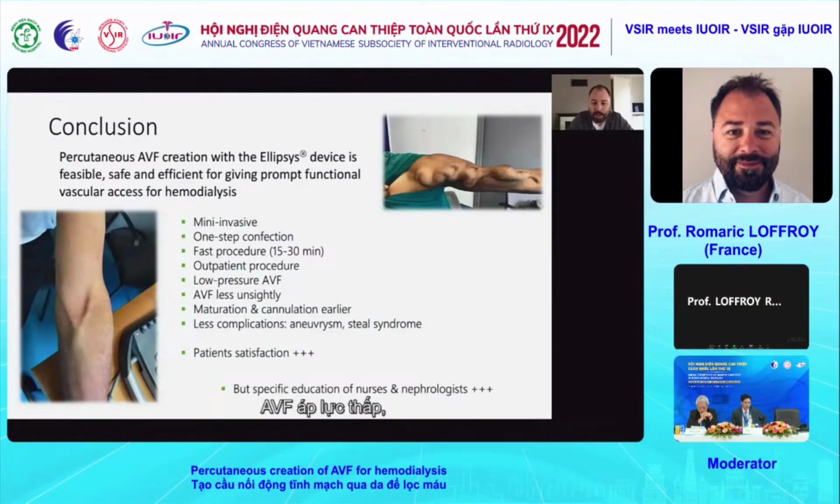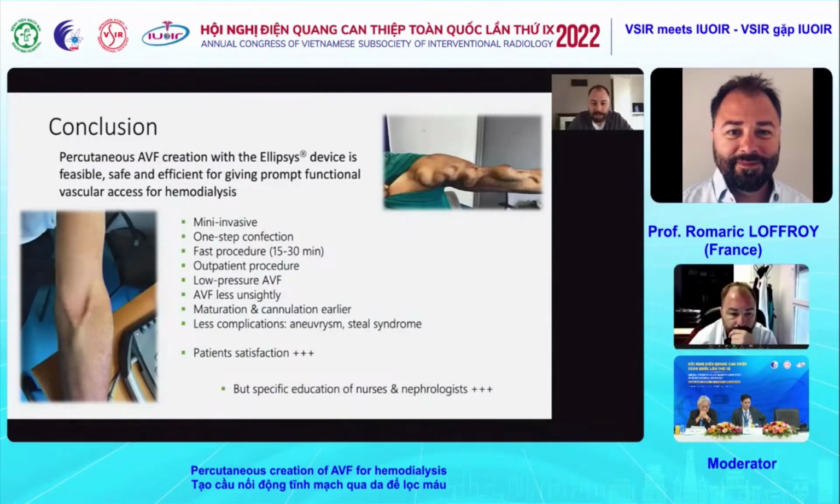You make a low pressure arteriovenous fistula, which is very interesting to avoid the long-term risk of complications of normal fistula because of high flow. In that case, this is a low flow, which is very interesting. This is less unsightly for the patient, and you can really get earlier maturation and cannulation as compared to normal surgical fistula, with fewer complications, as I said before, such as aneurysm or Steal syndrome, which can be very interesting, and with a high rate of satisfaction for the patient, of course.